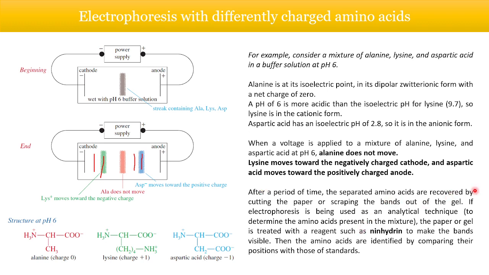the separated amino acids would be recovered by cutting of the paper or scraping of the bands. You can scrape off the bands out of the gel, and then you can treat these with the reagent ninhydrin to make the bands visible, and then you can identify them by comparing their positions with the standards. Now you have a standard, and first of all you treat them with ninhydrin to give them a color, and that would be your Ruhemann's purple color, and then you compare them with a particular standard to find which of these are the particular amino acids.